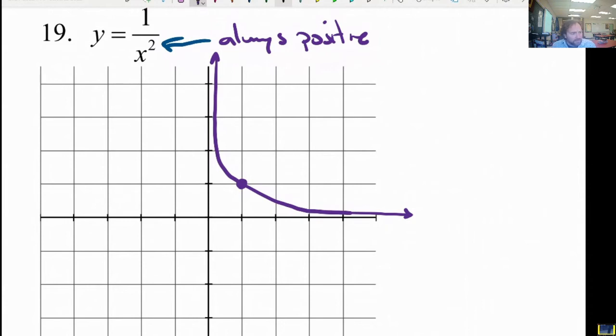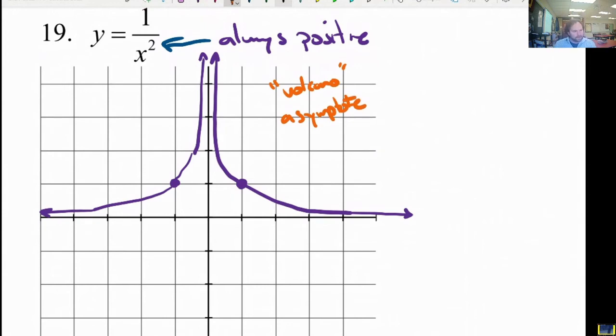The difference here is that when you go to the left side, now you're dividing by a positive number. So you're going to get kind of this volcano asymptote. That's what I like to call that. It's got to go through negative 1, 1. So I call this a volcano asymptote because of the way the graph looks like that.